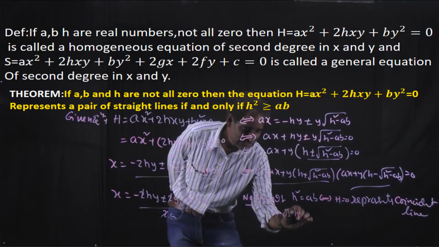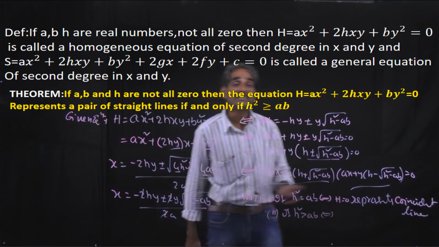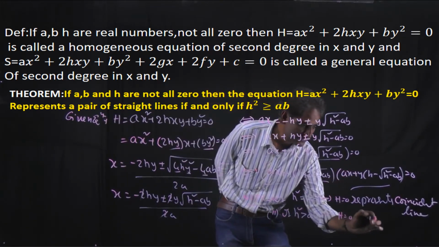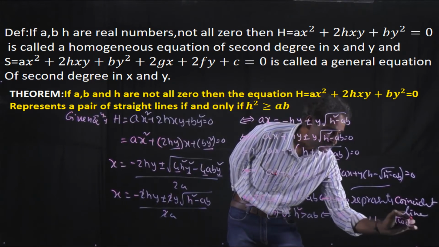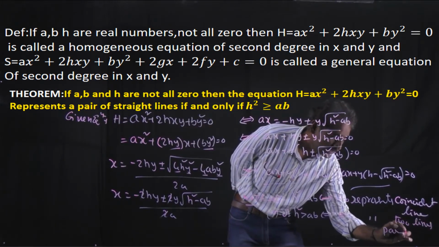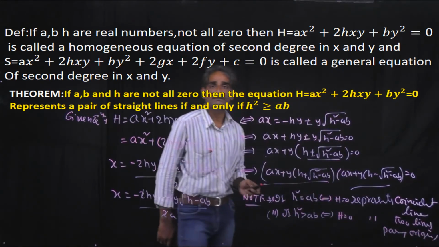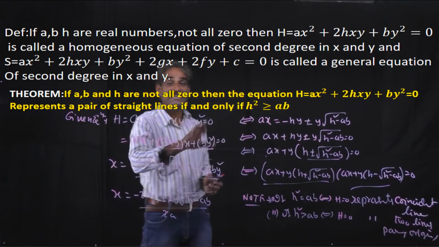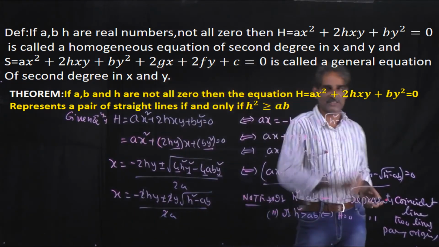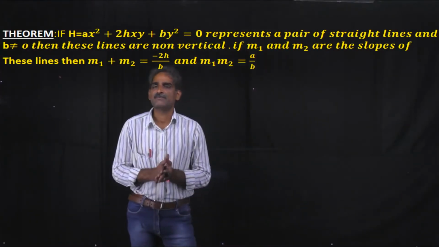Next, 2. If h square is greater than ab, it represents two distinct lines. And h equal to 0 represents two lines passing through origin. So understand? A homogeneous second degree equation represents two lines passing through origin. Okay, right.